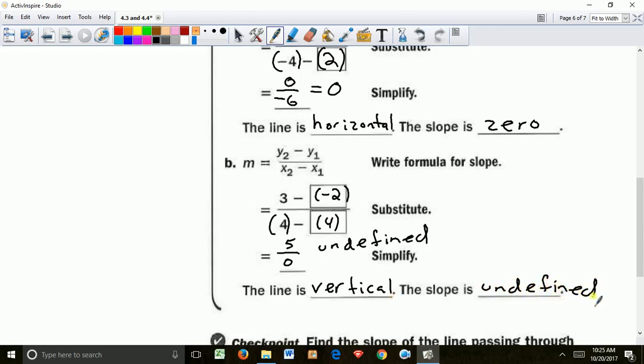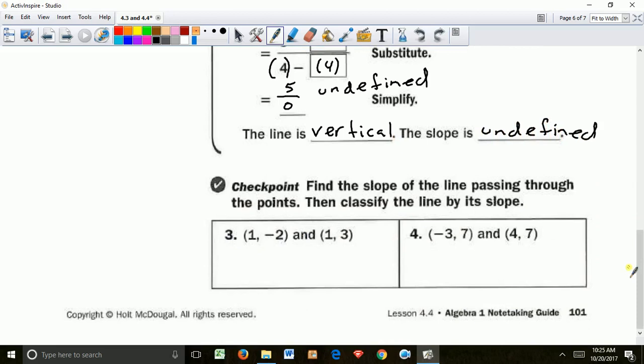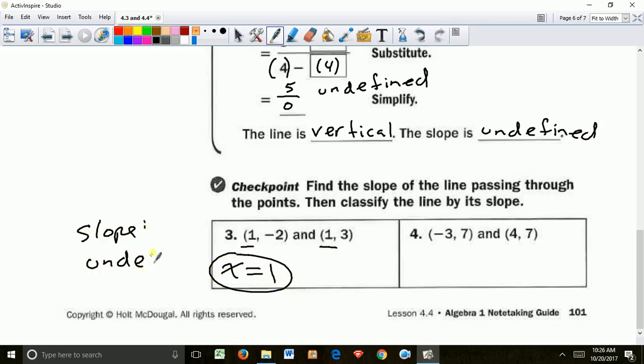I will show you a shortcut for the checkpoints. Here it says find the slope of the line passing through the points, then classify the line by its slope. If you see any x coordinates that are the same, you will have a vertical line. In other words, the equation x equals 1. And if that's the case, the slope will be undefined. If you see two of the same y coordinates, that means you'll have the linear equation y is equal to 7, in which case the slope will be 0.